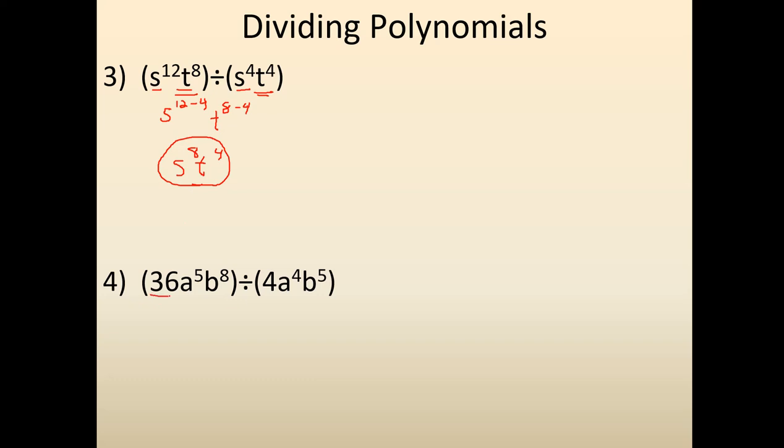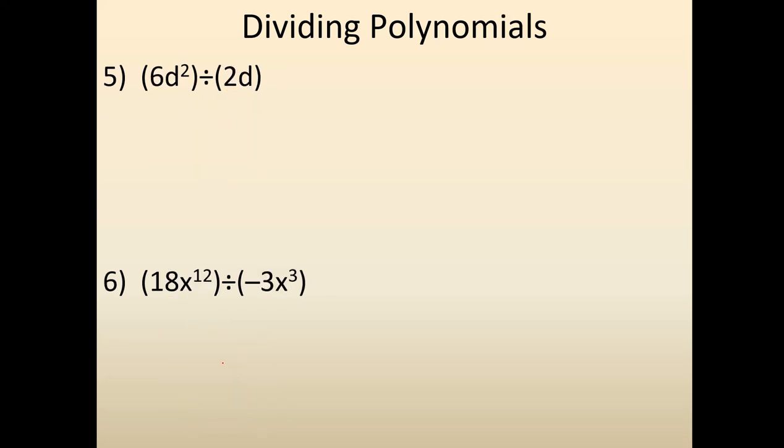All right, over here, now I do have a coefficient. So 36 divided by 4, which, if I plug it into the calculator, should give me 9. And then I have 5 for the a, and 4 for the bottom a, so 5 minus 4. And then for the b, it's 8 up top, so 8 minus 5. So altogether, I'm going to have 9a to the first, because 5 minus 4 is 1, b to the third, because 8 minus 5 is 3.